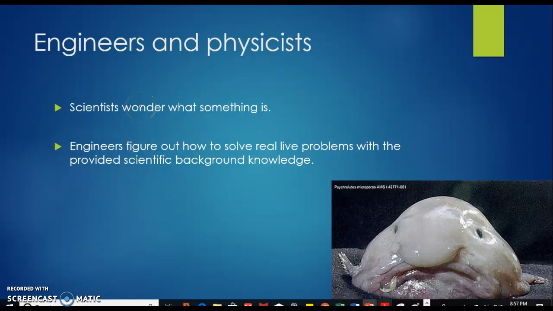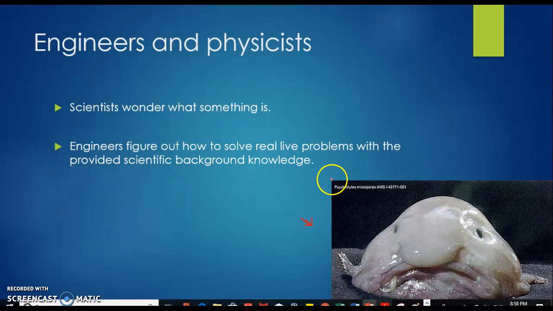So physicists are scientists, right? And scientists wonder what something is. So we look at this down here. Does anybody know what it is? Did I hear someone say blobfish? I'm just messing with you. Yeah, it's a blobfish. It lives in the ocean. It looks pretty weird. So scientists wonder, what is this? What is it made out of? What kind of chemicals? Well, what is the importance of these chemicals in the science realm?